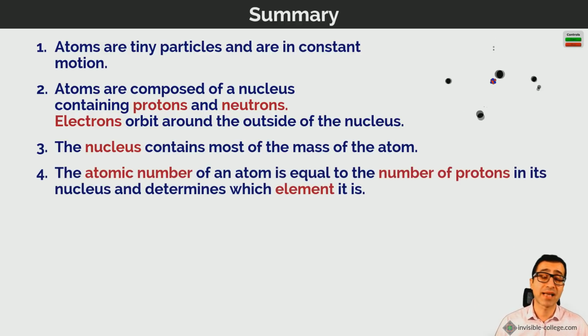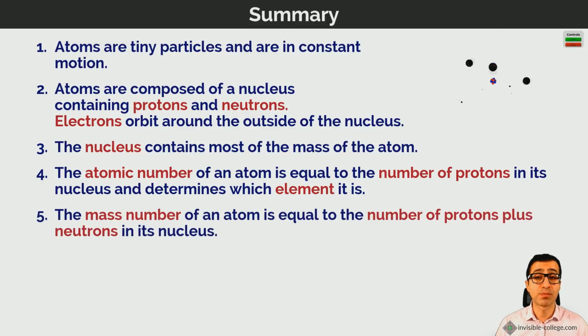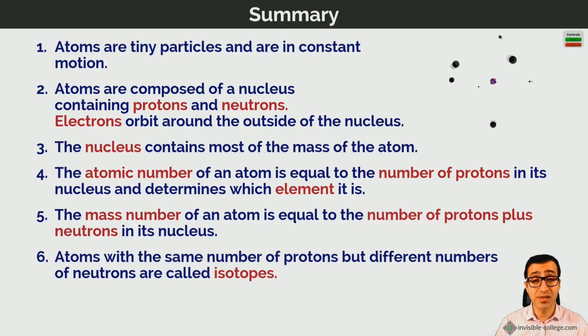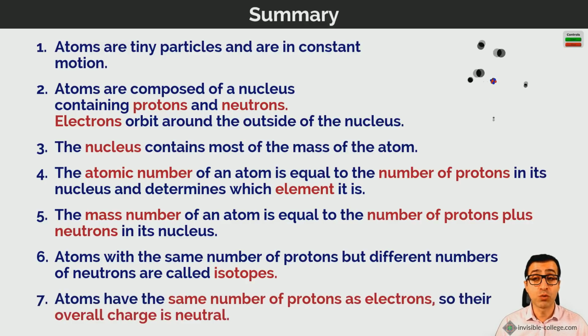The atomic number of an atom is the number of protons found in that atom, and it's unique to every element. The mass number of an atom of a particular isotope is simply equal to the number of protons plus the number of neutrons found in the nucleus of that atom. Atoms with the same number of protons but different numbers of neutrons are called isotopes, and atoms have the same number of protons as electrons, and this gives them an overall neutral electrical charge.